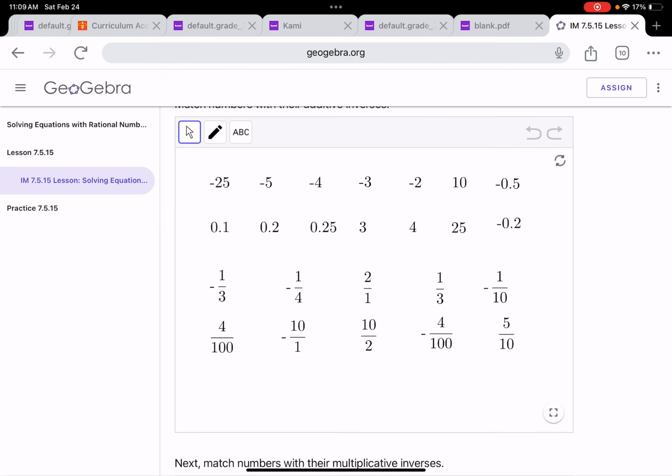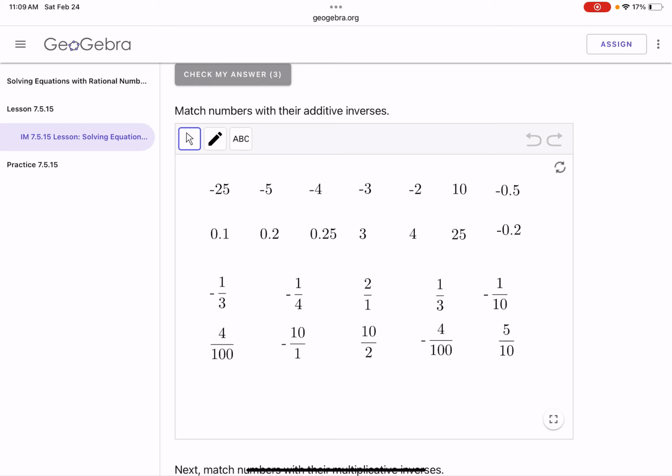So if we were to match some of these, we won't do them all, but it's kind of like saying, hey, a -25, what do I add to that to get 0? Well, hopefully we say -25 plus 25 gives me 0. So do we see 25? Yeah, it's right there. So let's drag that and put it right there. So we got that one done.